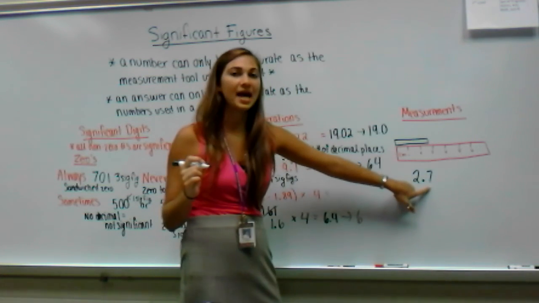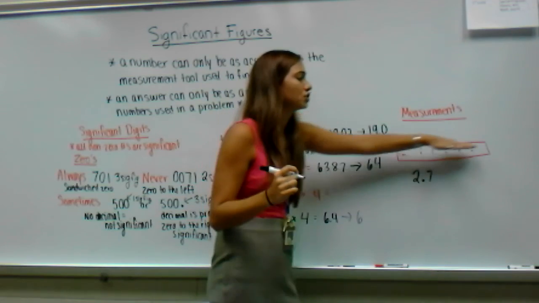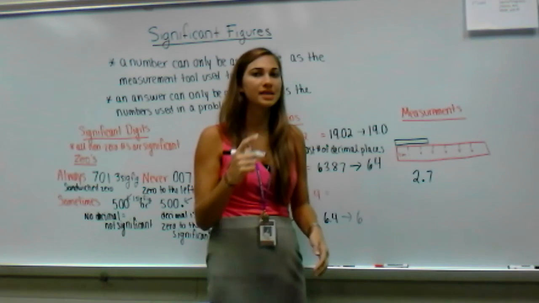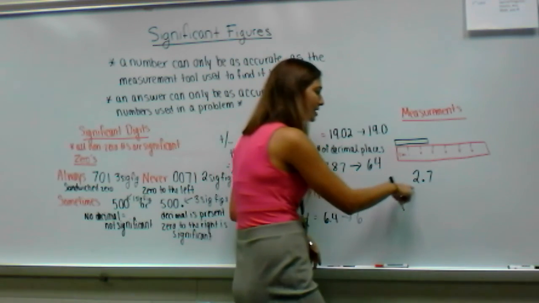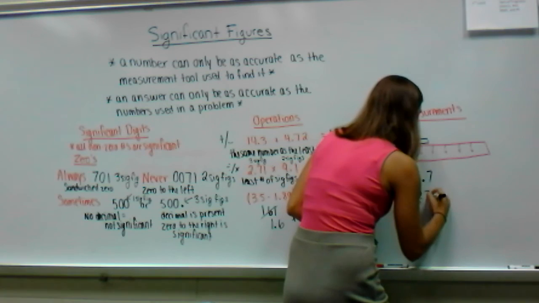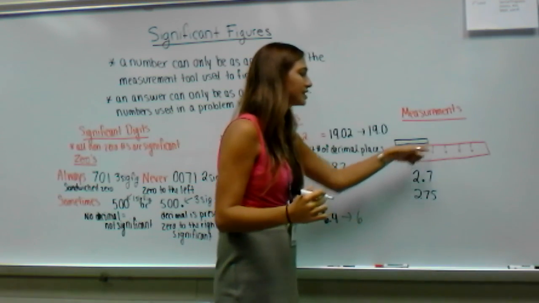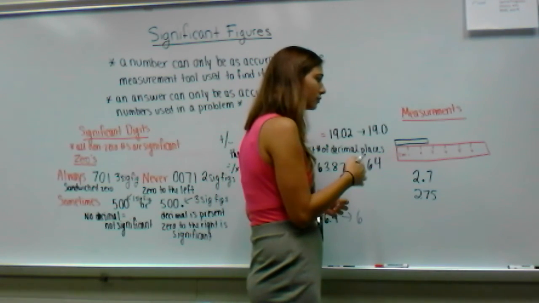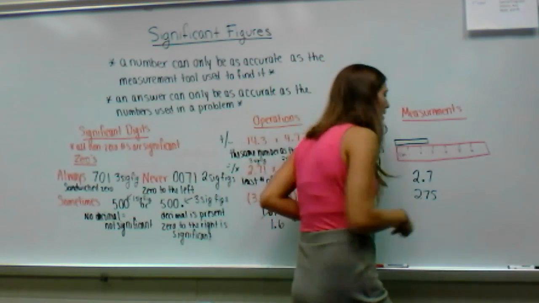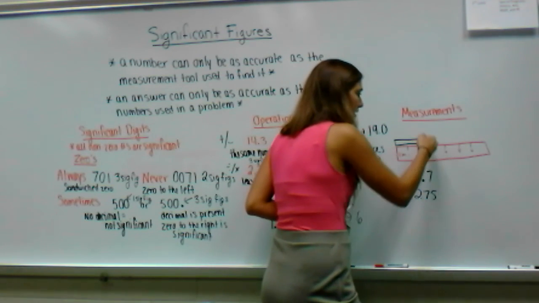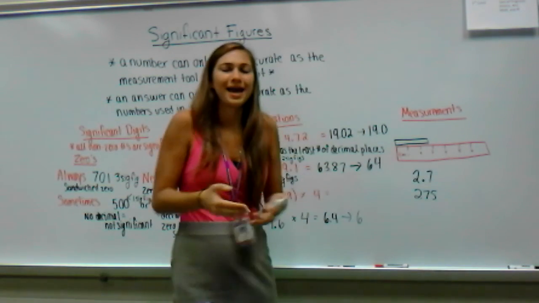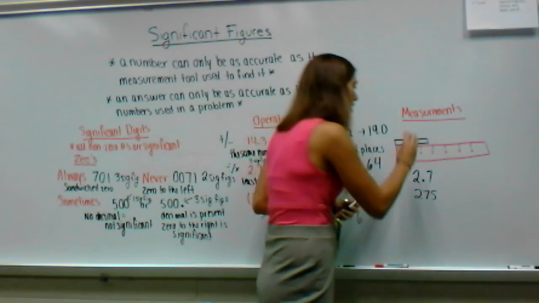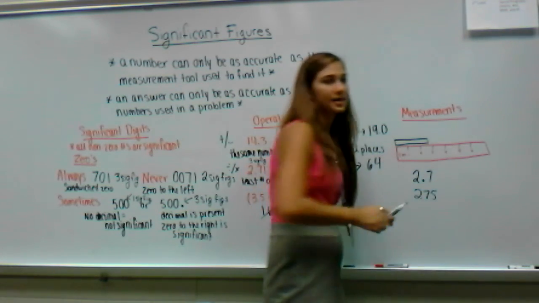Now, this 7 is an estimated digit because it is not clearly shown on my ruler that it is a 7. In each of your measurements, you're only allowed to have 1 estimated digit. I cannot say that this answer is 2.75 because I don't even have a 10th place mark there. I don't even have the 7 mark there, so how am I going to know that it's 7.5? That's not possible to know. So you have to just have your true digit and then your estimated digit.